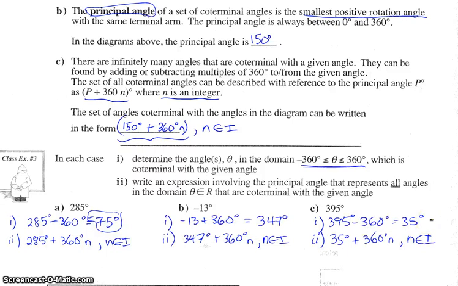Okay, check your answers. For B, a coterminal angle with negative 13 would be 347 degrees. The expression that states all coterminal angles, take the principal angle, 347 degrees, number between 0 and 360, plus full rotations, 360 times n, which means multiples of 360, and then n is an element of the integers. Okay, 395, coterminal angle 35, and then we have 35 plus 360 times n, where n is an element of the integers. Okay, let's look at the next page.